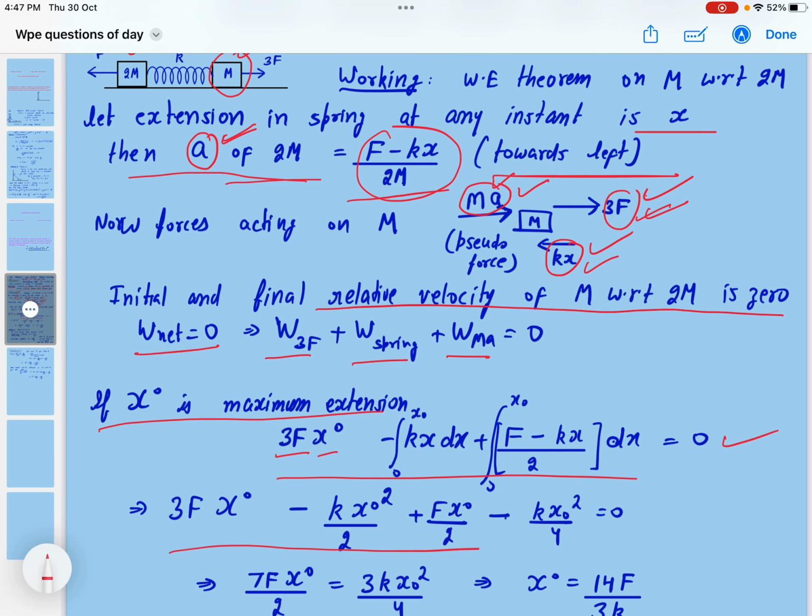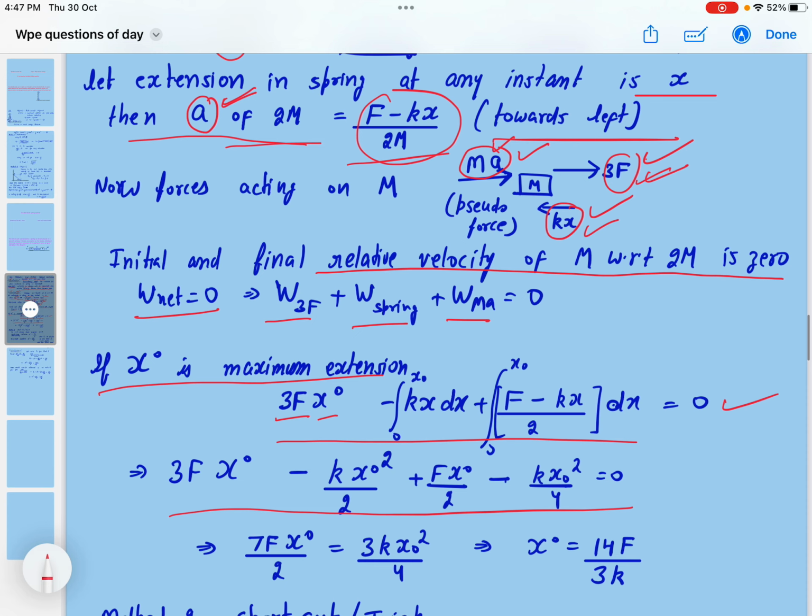So that I am solving, beta. F by 2, this kx, integration of x squared by 2, putting the limits. So I am getting this value, and by that I am getting the right answer. x naught is equal to 14F by 3k. So that is what, beta? The maximum extension in the spring in the subsequent motion. So very important method. In this way we can apply the work energy theorem on any one body with respect to another moving body. That we can also do in many mechanics problems. So this technique also you should learn.